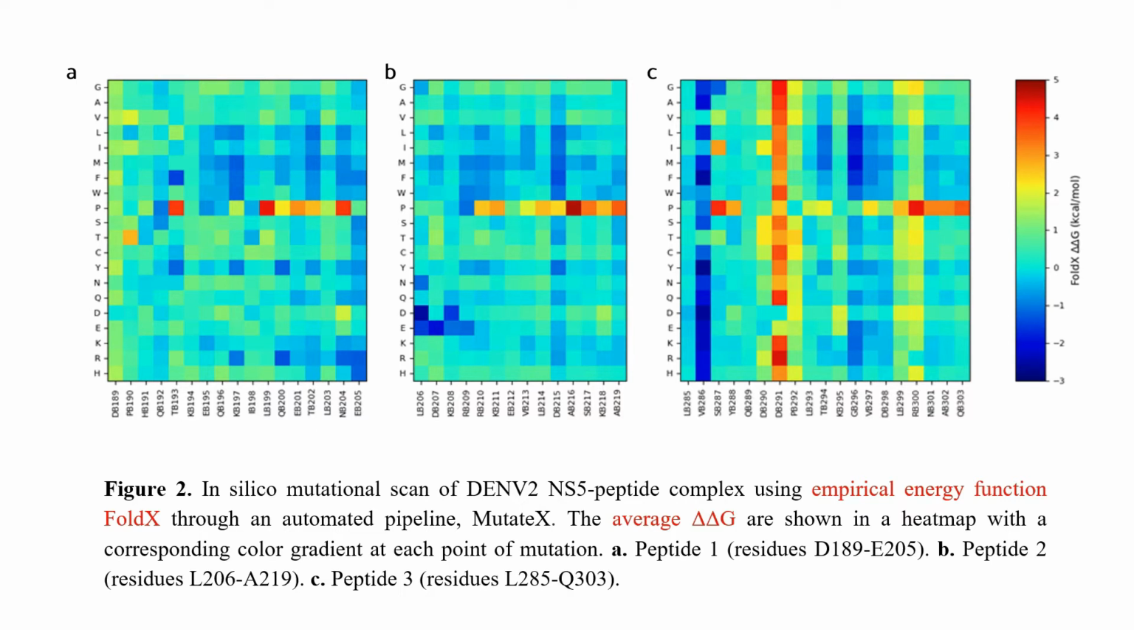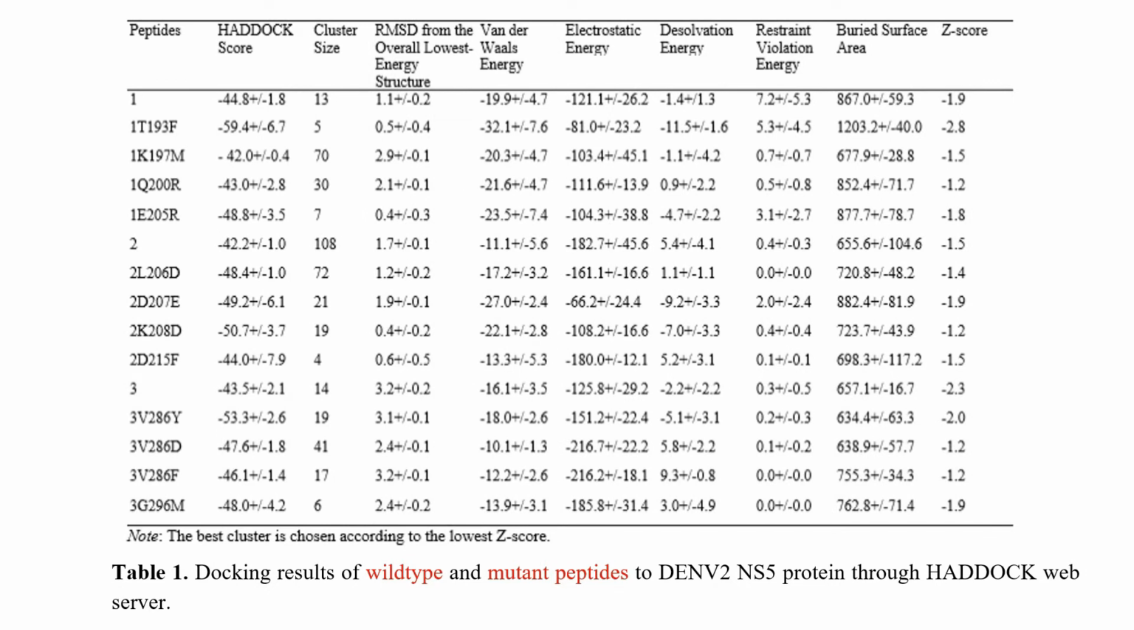Interestingly, aspartic acid at position 291 and arginine at position 300 were indispensable for the peptide. This is largely due to the important function of the residues in preserving the integrity of the structure and the binding interface between the Dengue NS5 viral protein and peptide complex. The few best mutant peptides were then selected from each wild-type peptide for further analysis.